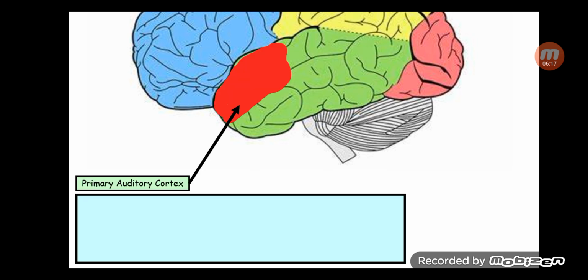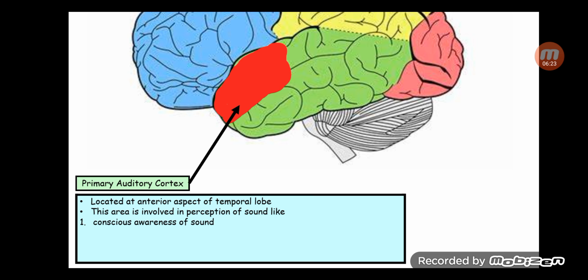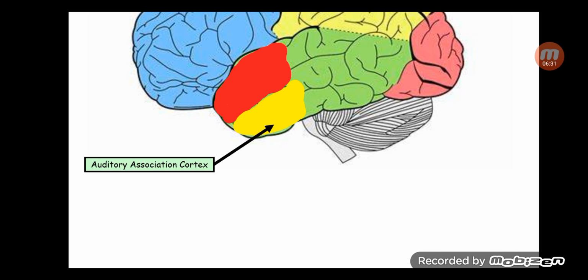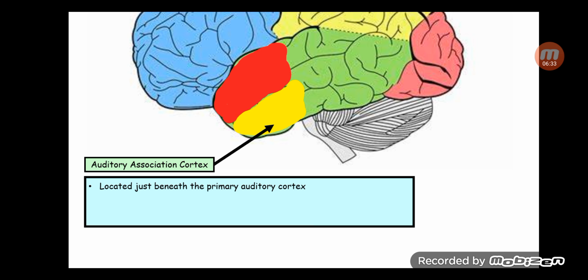First we have primary auditory cortex, which is located at the anterior aspect of the temporal lobe, and it is involved in perception of sound, like conscious awareness of sound, frequency of sound, pitch of sound, and location of sound. Then we have auditory association cortex, which is located just beneath the primary auditory cortex, and it is involved in analyzing the sound and recognizing the sound.